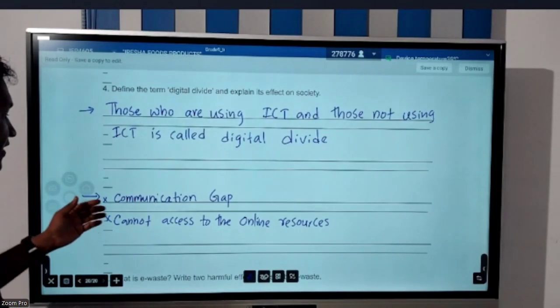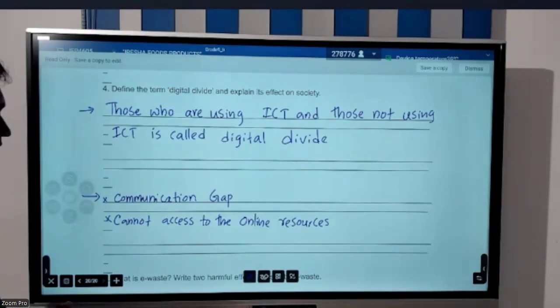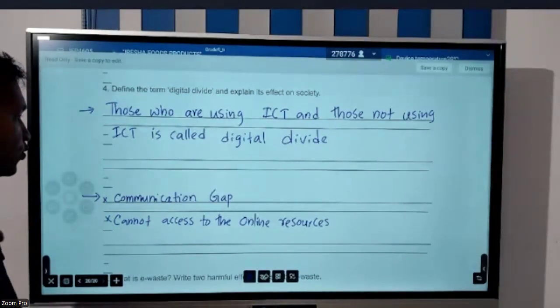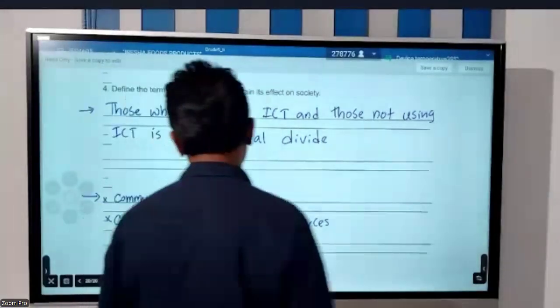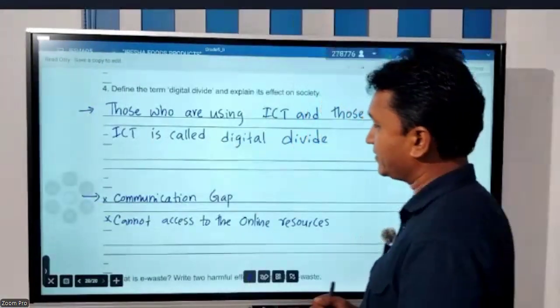So these examples we can write. This is how the society is affected by digital divide.